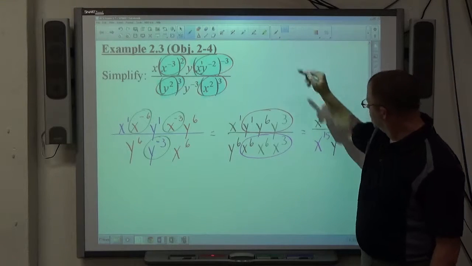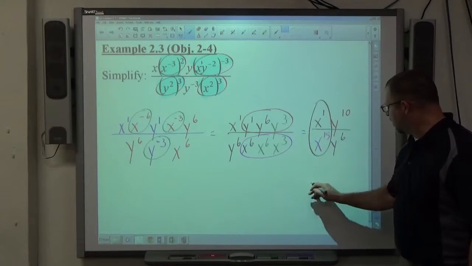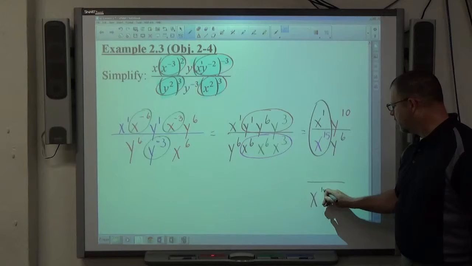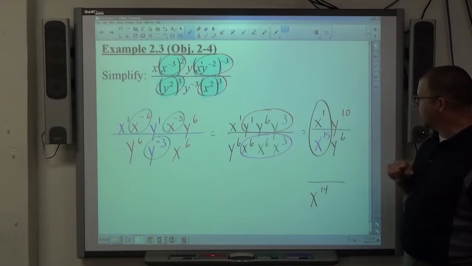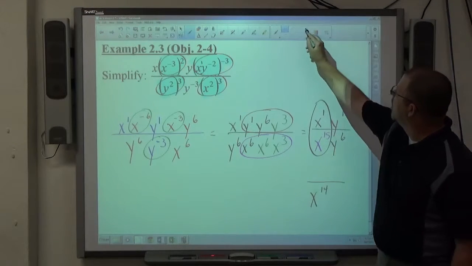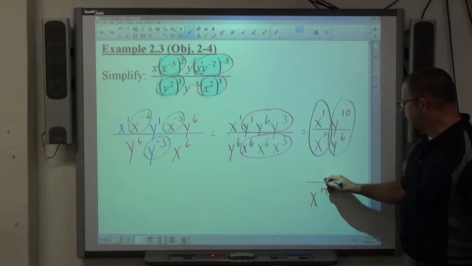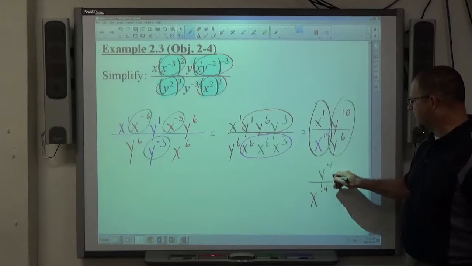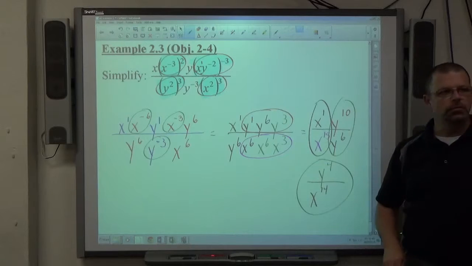Step 4. Too many x's. X belongs in the bottom to the 14th power because 15 minus 1 is 14. 15 is bigger, that's why it's in the bottom. Too many y's. Y belongs on top because 10 is bigger. 10 minus 6 is 4. That's the power. There's your answer.